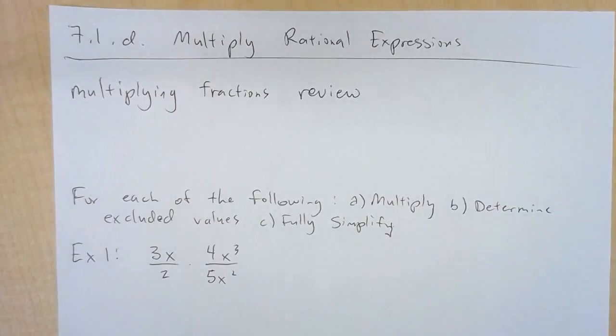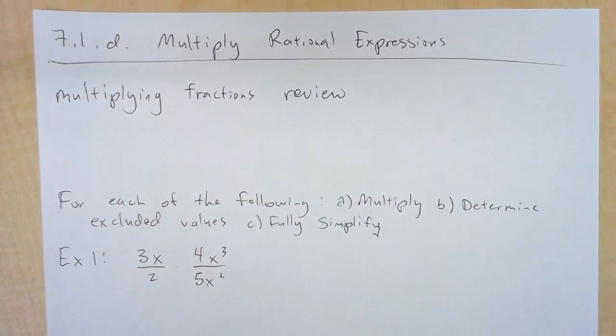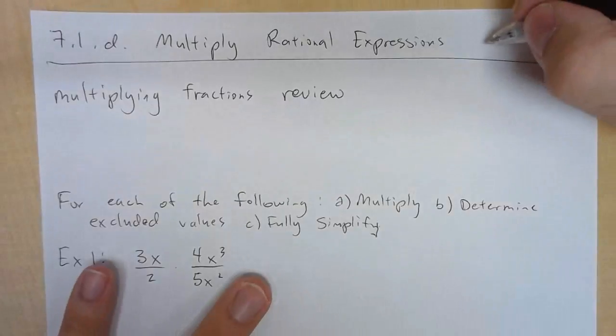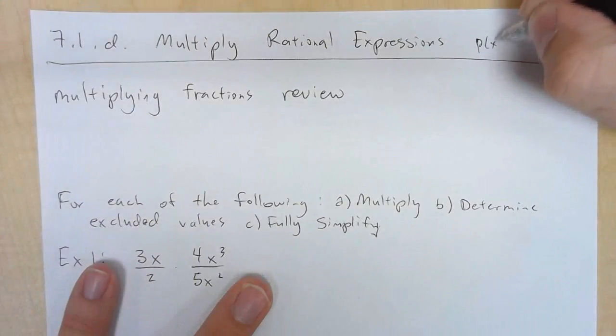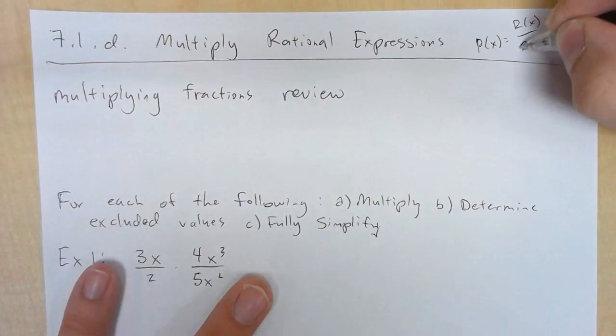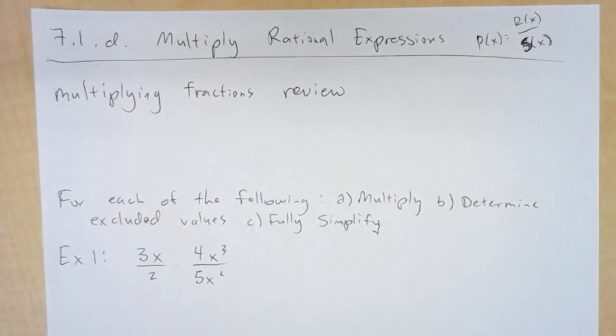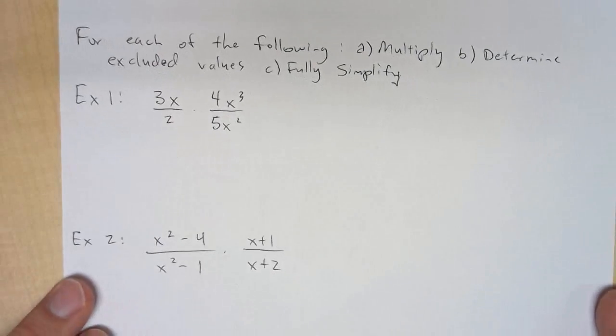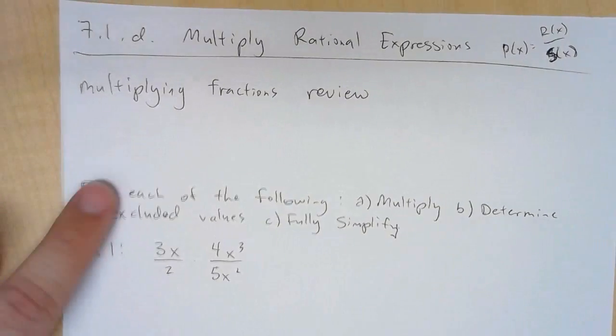Alright folks, today we're working on multiplying rational expressions. This is 7.1d. So let's think about multiplying fractions review, because rational expressions are expressions in which you have one expression on top of another. So we're just going to practice multiplying them. We've got two of them like this, and we're just going to smash them together, kind of like these examples we have. So, multiplying fractions.